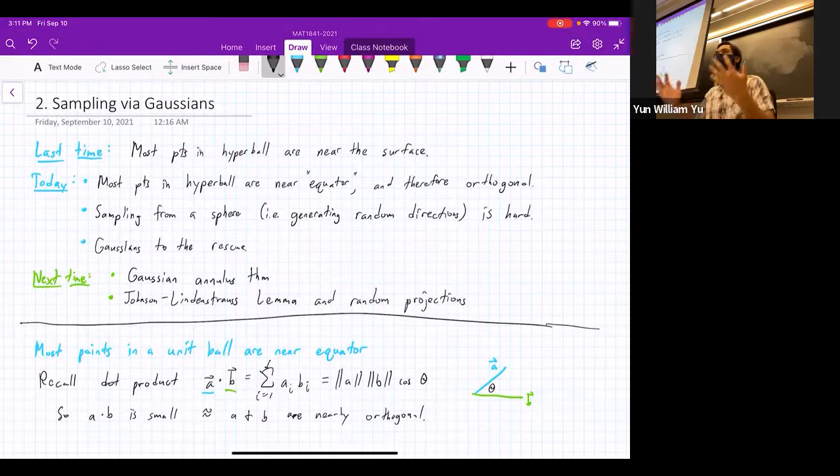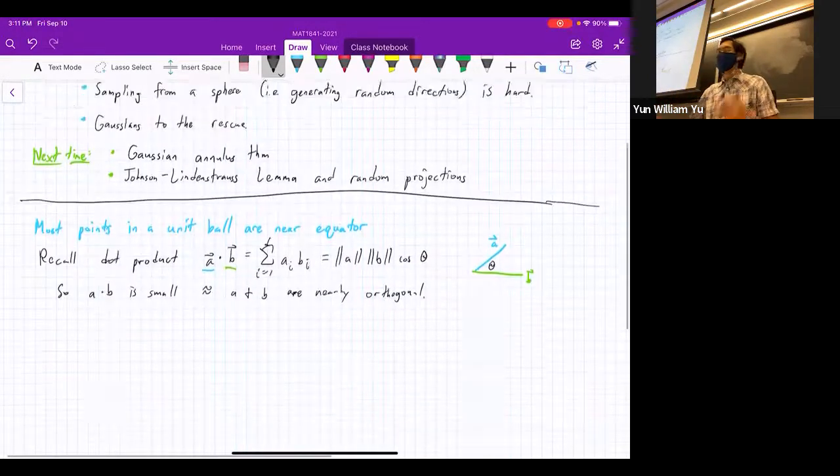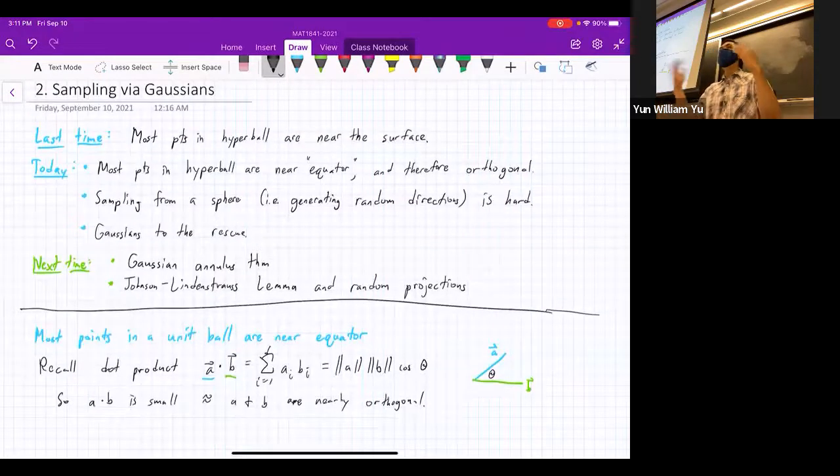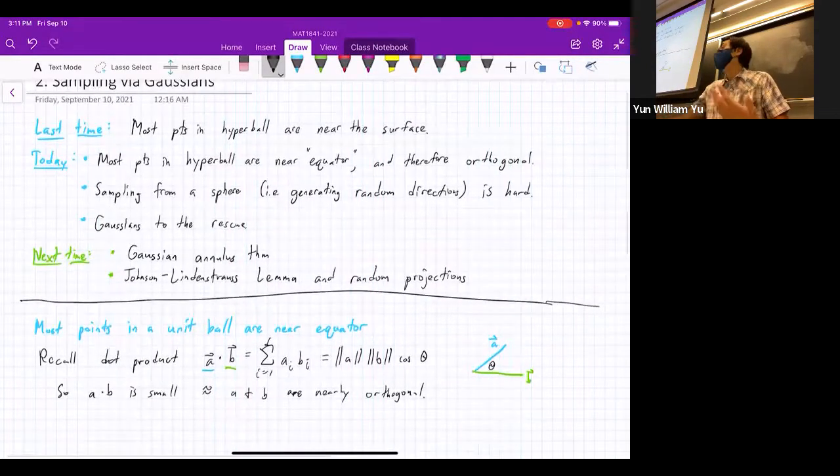The first thing we started doing last time was most points in a hyperball are near the equator. So what does that mean exactly? This means that most points are orthogonal to the North Pole, wherever you define it. And this will also imply that basically every pair of points is orthogonal, and not just that, but even if you have lots of points all together, they're all mutually orthogonal with some high probability, assuming your dimensionality is high enough. So this will imply that sampling from a sphere, that is generating random directions, is hard.